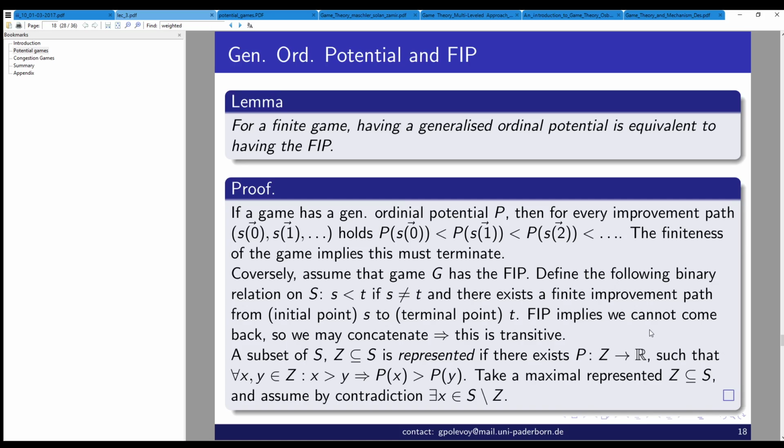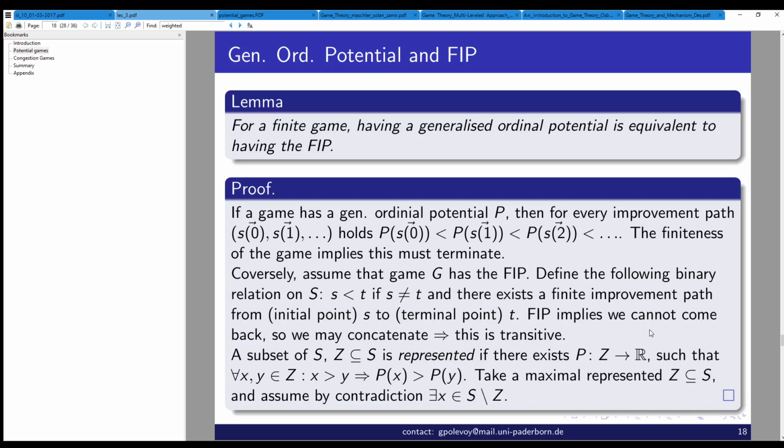implies that we can never come back by concatenating such paths, because if we cycled, it would allow us to improve indefinitely along the cycle, and therefore such a concatenation still gives us that the start of the first path is smaller than the end of the second path, because we don't come back. So this is a transitive relation.